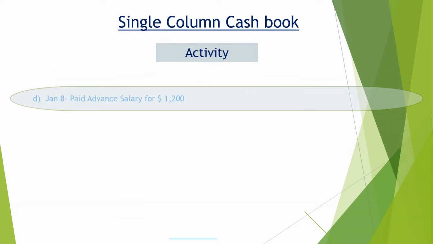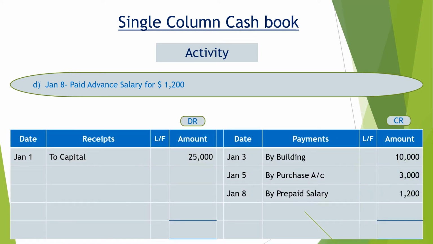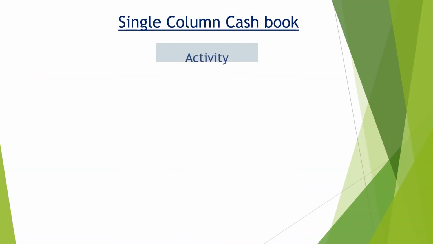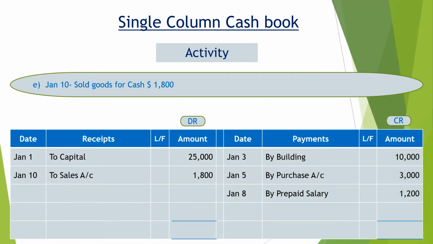The next one, advance salary paid. This is prepayment, and prepayment is an asset item. It will go on credit side, is payment side, and narration will be prepaid salary. The next example, sold goods on cash. Here, the cash being received will go to debit or receipt side of cash book, giving a reference as sales account in narration.